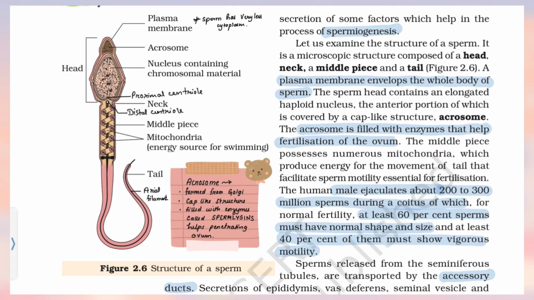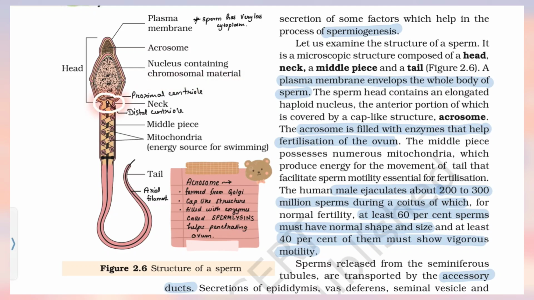The next diagram is the structure of human sperm. The entire sperm is covered by the plasma membrane, which encloses all internal components. This region is the head of the sperm. At the anterior end of the head is the acrosome. It contains hydrolytic enzymes that help the sperm penetrate the ovum during fertilization. Below the acrosome lies the nucleus, which contains the haploid chromosomal material.